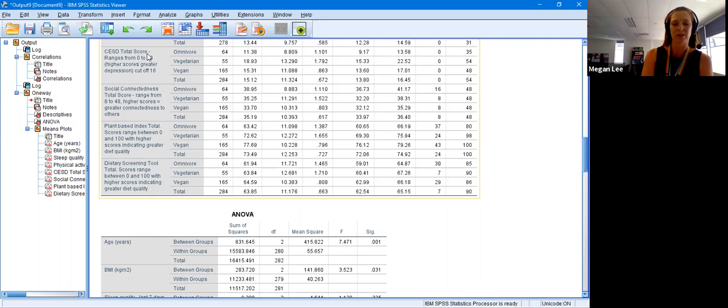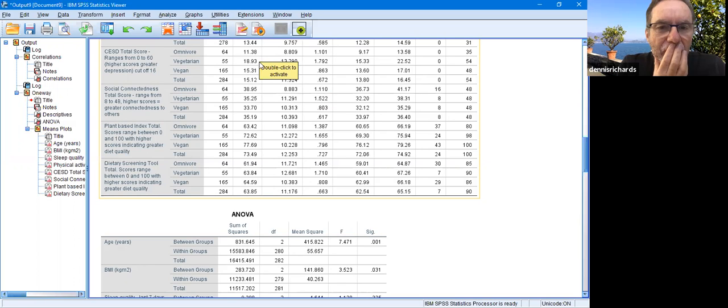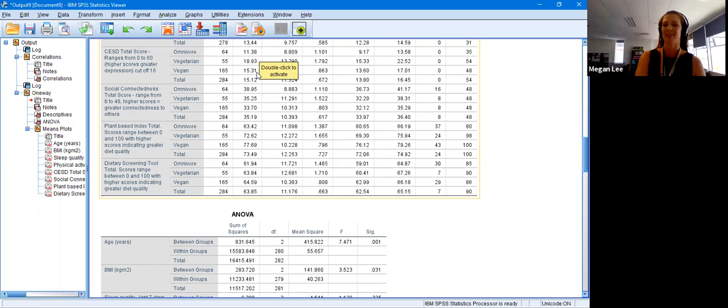Okay, let's look at our depression score. I should have put that first, but I didn't. Our average depression score was 15, keeping in mind that the cutoff was 16, with people over 16 being more depressed. Omnivores had an average depression score of 11, vegetarians had 19, and vegans had 15. Now, this is commonly seen in the literature. Vegetarians and vegans commonly have higher depression rates than omnivores. Can anyone tell me why that might be?